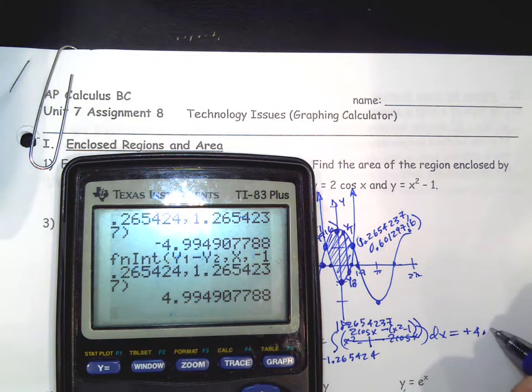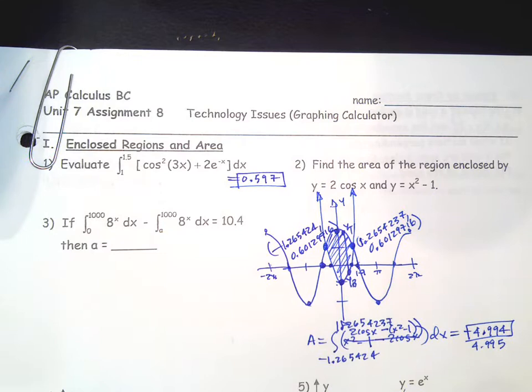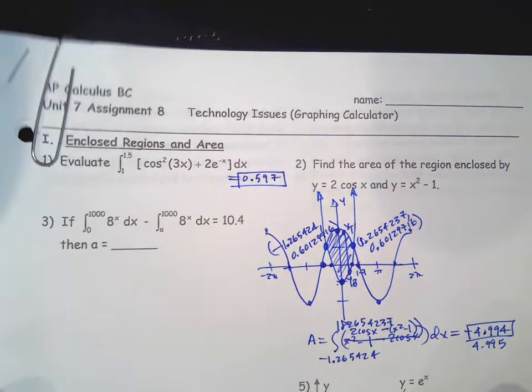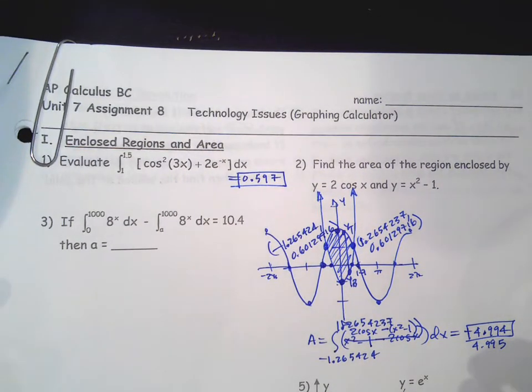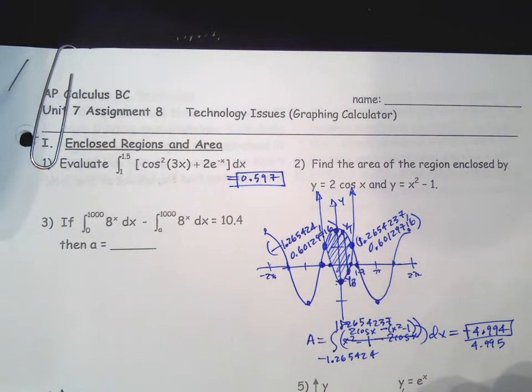So positive 4.994 or 4.995, rounded or truncated. There's your answer. On my work online, I write a lot of extra notes about what buttons to push. That's not something you have to write on a test or assignment, but it could be good notes for yourself.